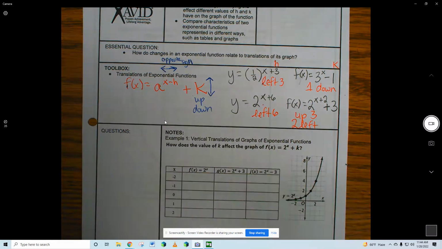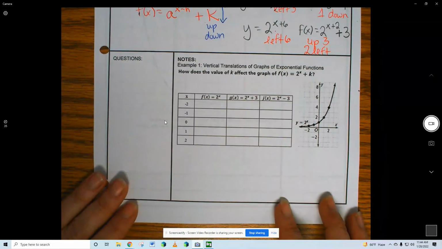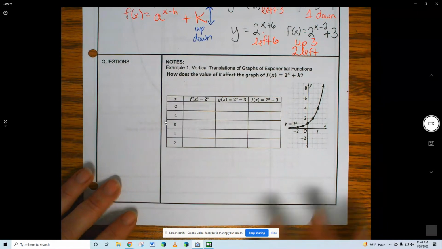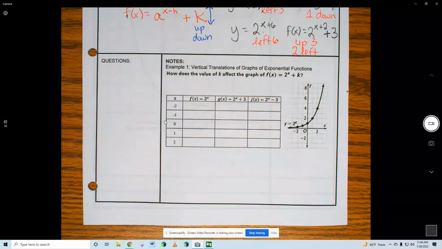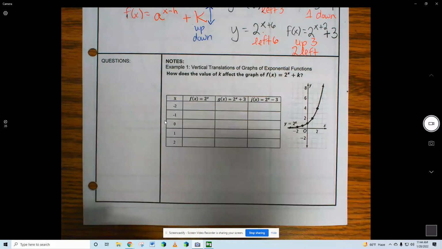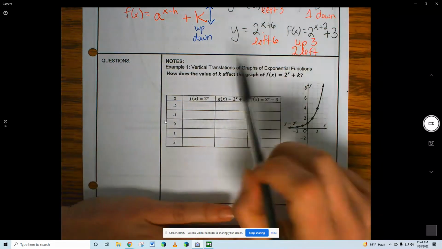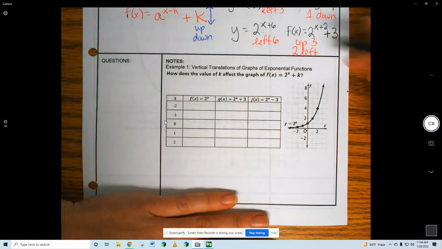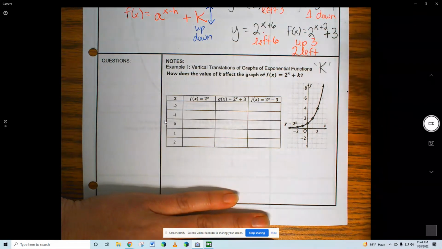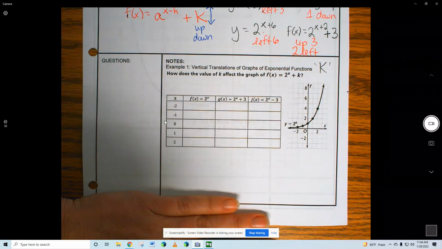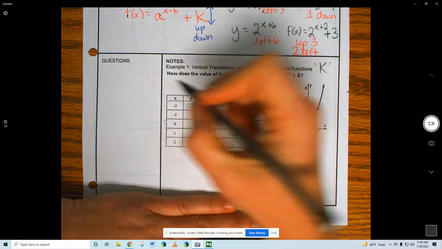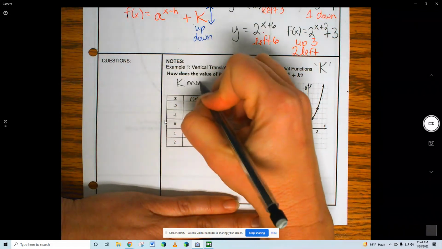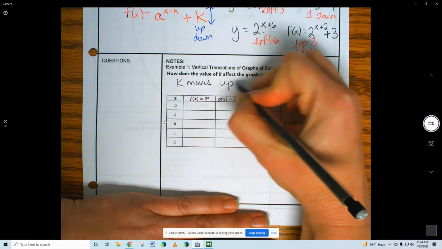All right. Let's talk about number 1. If you want to have different colored writing utensils, like a blue, if you have any colors, this would be beneficial. Okay. Vertical translations. Vertical translations are k. How does the value of k affect the graph of 2 to the power of x plus k? k moves up or down.